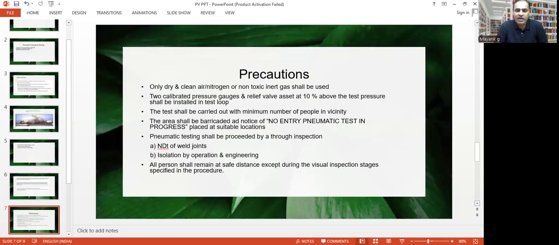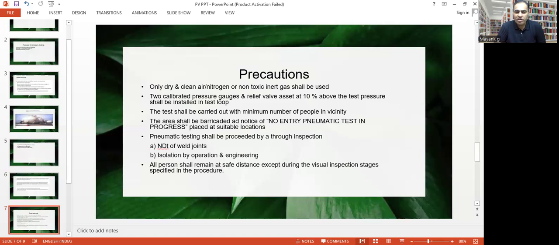The test shall be carried out with a minimum number of people in the vicinity because it has a risk of explosion. If there is an explosion, it should be ensured that there are a minimum number of people in the vicinity. Visual management should be done in the area of the pneumatic test. A "No entry, pneumatic test in progress" sign should be placed at the site where we are carrying out the pneumatic test.